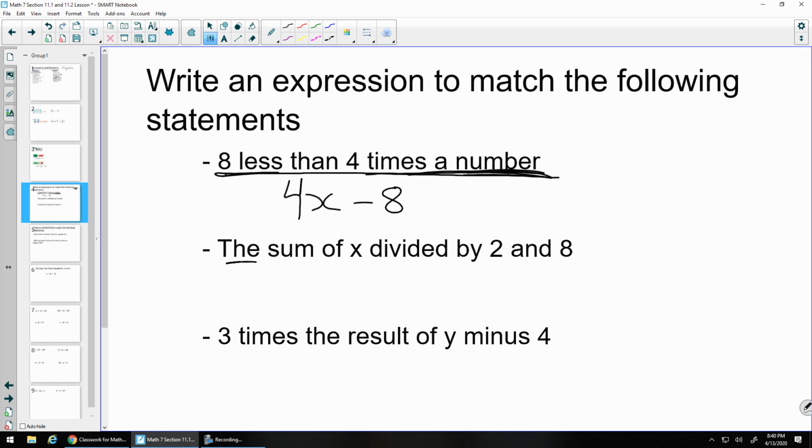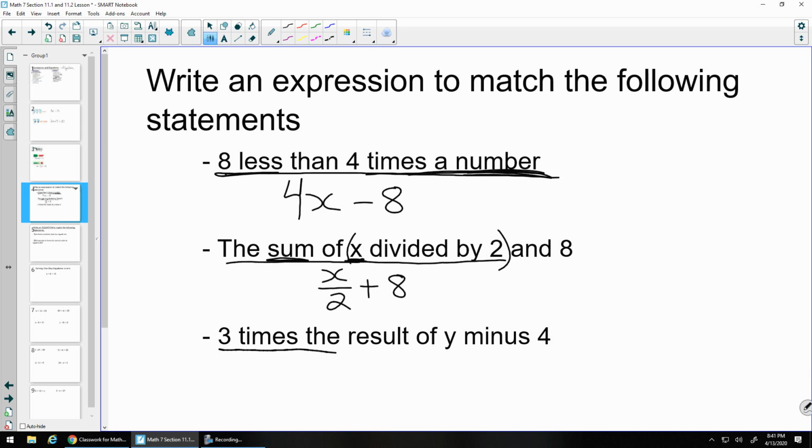So let's look at the sum of x divided by 2 and 8. Okay, so here's my variable x. They give it to me in here. This time they would say a number. But I'm looking at the sum of x divided by 2. Well, the first thing that's being done to x is being divided by 2. So x divided by, I can use that fraction symbol, divided by 2, and 8. So I'm looking for the sum of 2 things. That means I'm adding. So I'm adding x divided by 2 to that 8. So there we go. There's my expression.